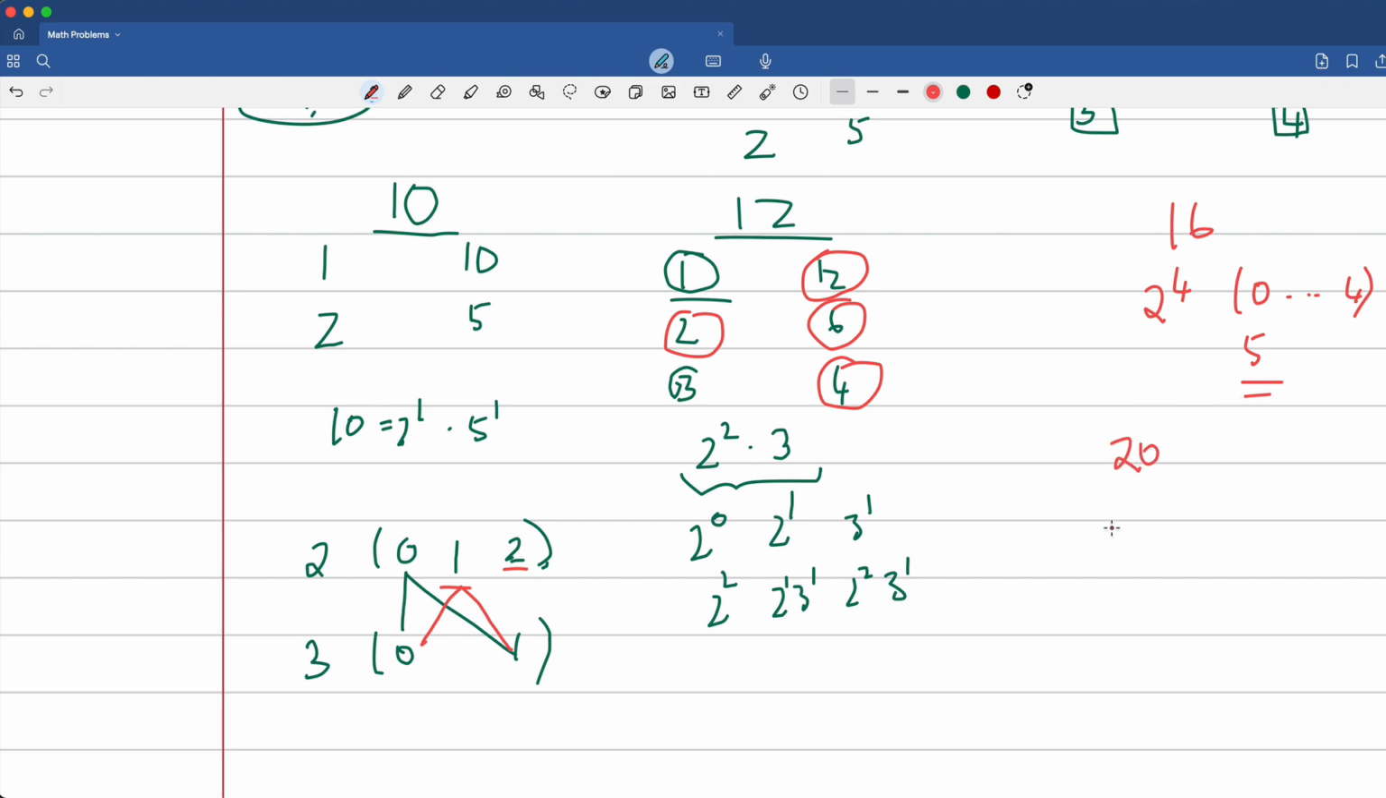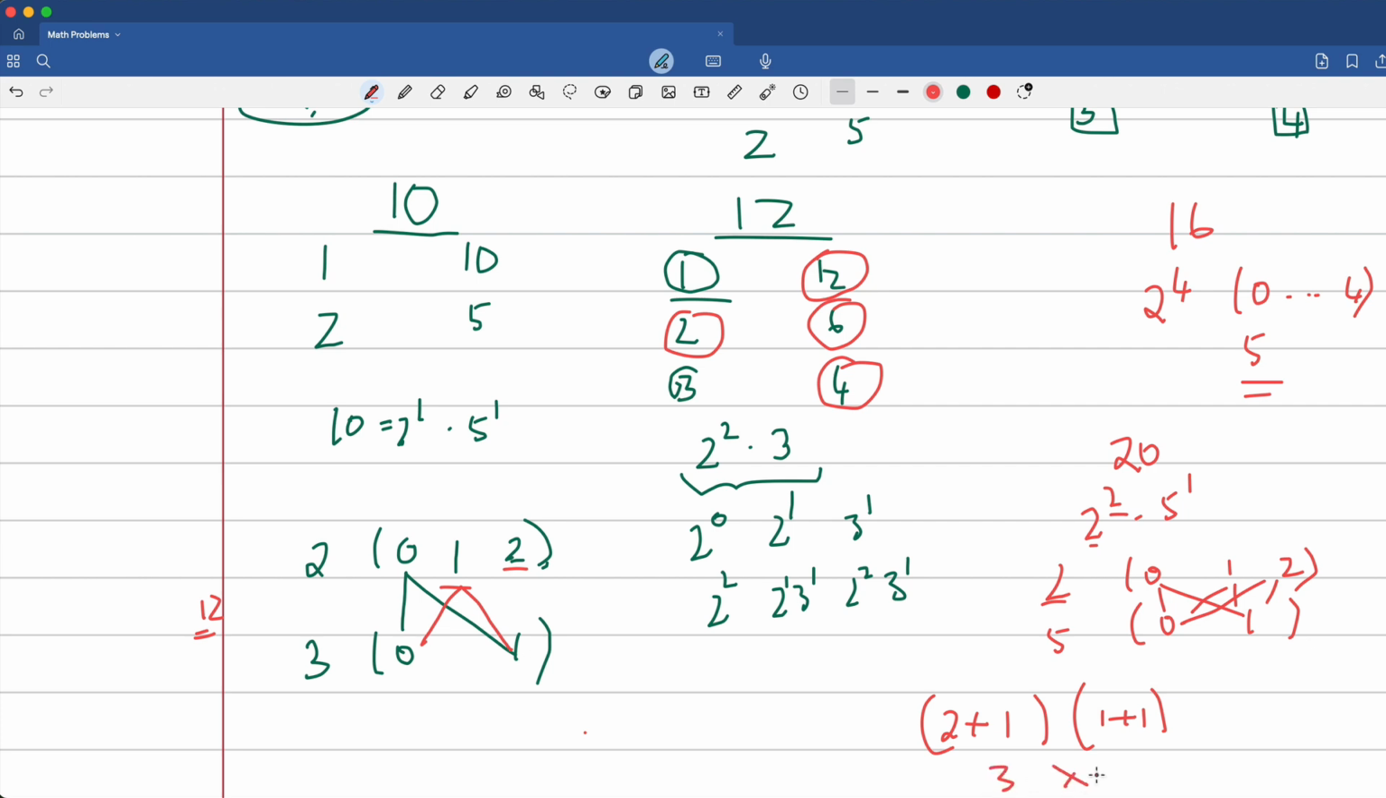Let's take 20. 20 can be written as 2 square into 5 power 1. So 2 can range from 0, 1, 2 and 5 can range from 0 to 1. So it's very similar in nature to 6 and 12, where you can say that 0 connects to 0 and 1, 1 connects to 0 and 1, and 2 connects to 0 and 1. So in other words, whatever is that power, you just need to add 1 to it. That gives the number of connections that can be created with that particular number as the base, and 5 would be 1 plus 1. So you would end up getting 3 times 2, which is 6 factors for 20.